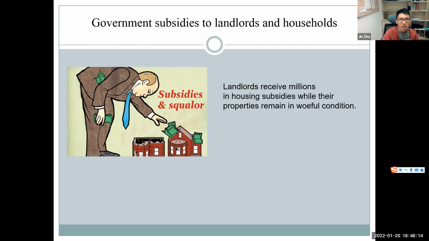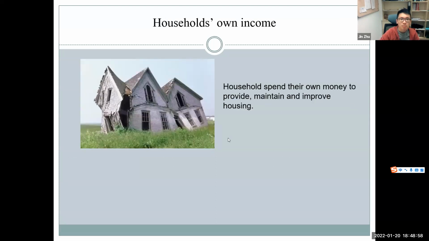So government subsidies to landlords and households. Of course, in some circumstances, the landlords receive millions in housing subsidies while their properties remain in woeful conditions. They may use the subsidies for other purposes. There are also some disputes on this issue, especially on whether landlords can maintain the property properly in the private rental sector. And although they may receive some government subsidies, they may not use it to do the appropriate actions for tenants. And also, households' own income, they spend their own money to provide, maintain, and improve housing.